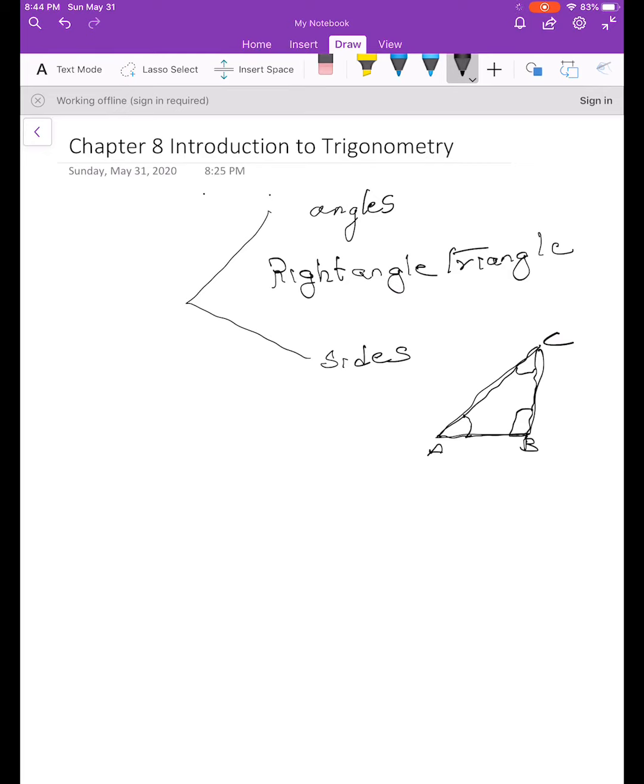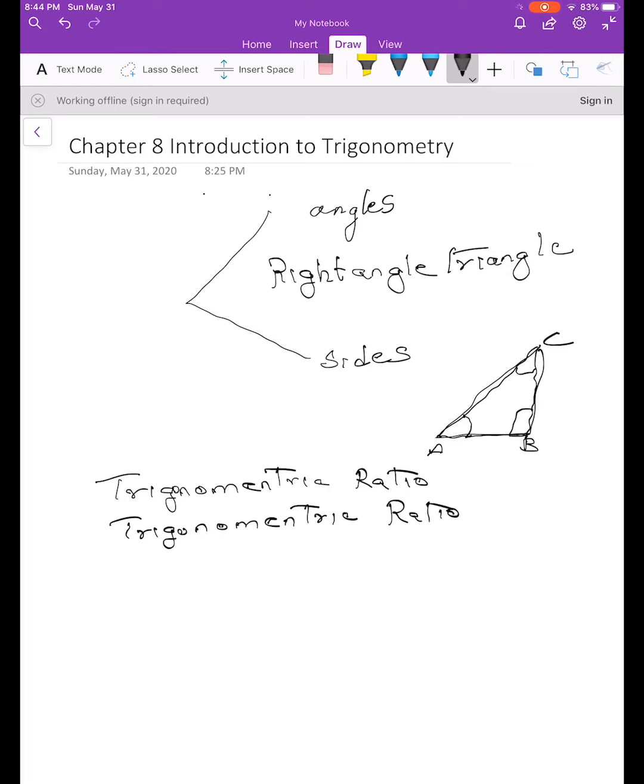In this chapter we are going to study two things, that is trigonometric ratios and trigonometric identities. First, we will see the trigonometric ratios before going into identities. Before going into detail about trigonometric ratios, let's know a few basic things about this chapter.